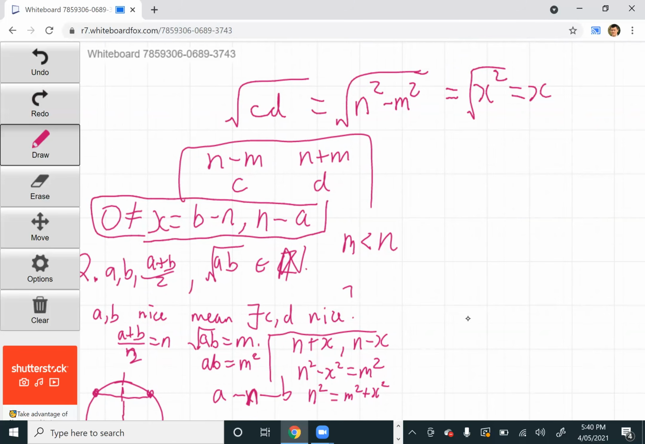Okay, so let's see. What are we going with this? So I guess you're given a, b, all this and n. And then you're also given that n squared equals m squared plus x squared. We construct another solution.